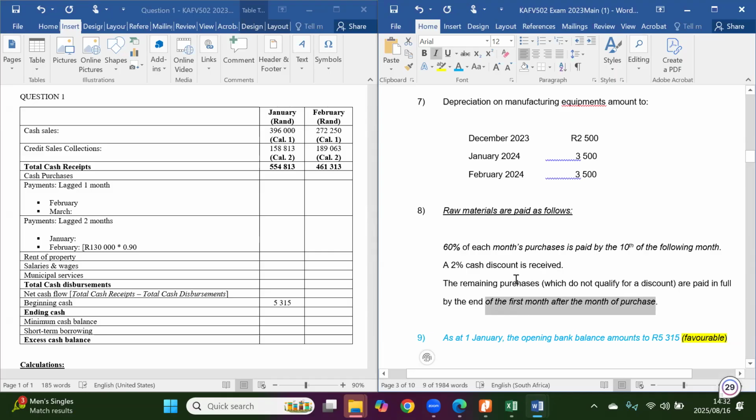The remaining purchases, which do not qualify for a discount, are paid in full by the end of the first month after the month of purchase. That's a very interesting one, right? Now, it sounds confusing, but let me explain.